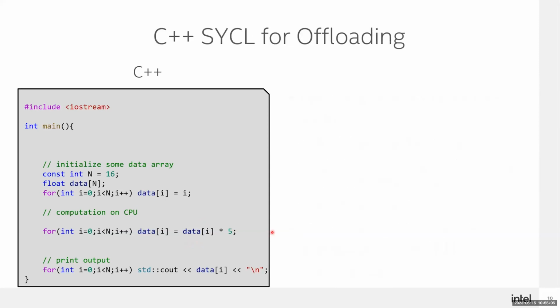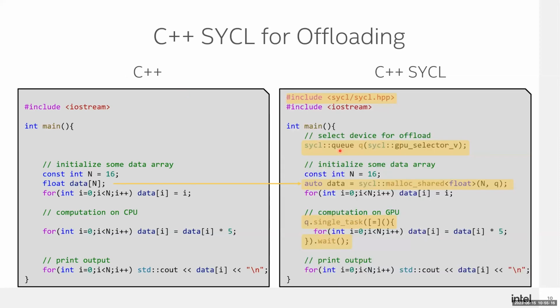So to understand that, let's do a side-by-side comparison of a C++ code, and how it would look if you introduce SYCL into it, right? So let's look at this code. You can see that most of the code is still the same, but there is some extra code that's been added, which is SYCL specific. That's what enables you to run this code so that the section of the code will run on the GPU.